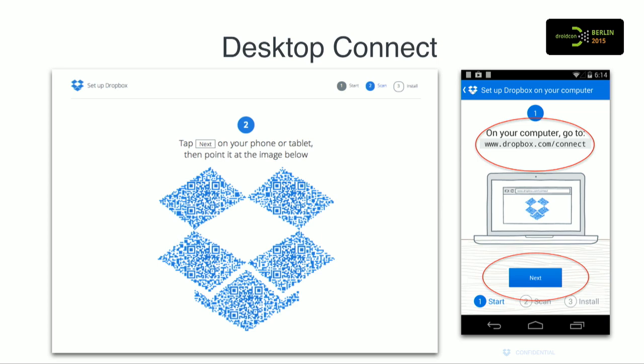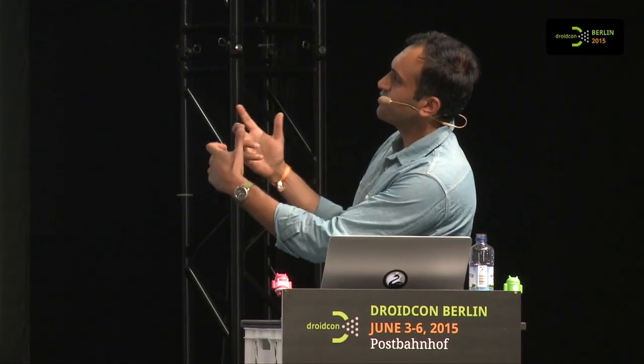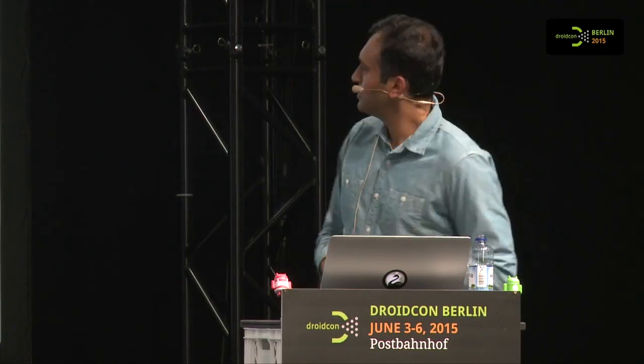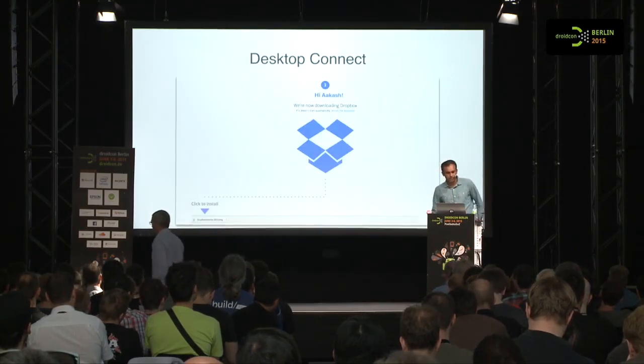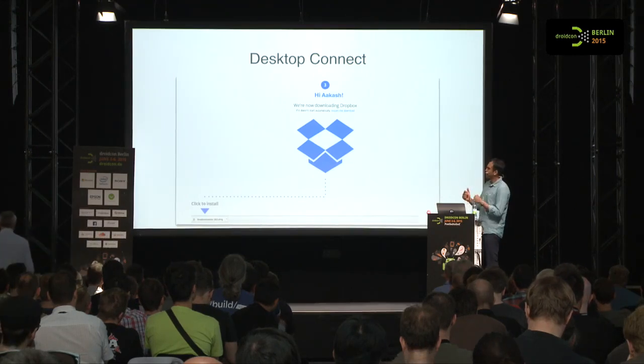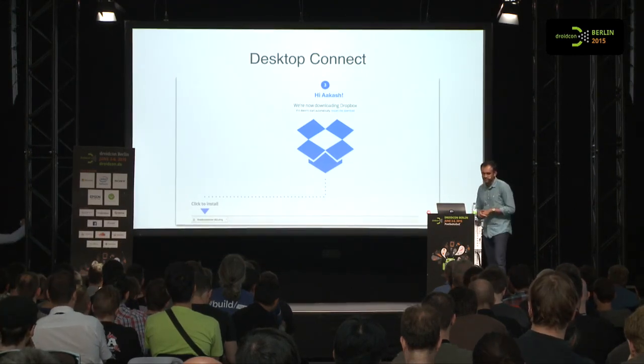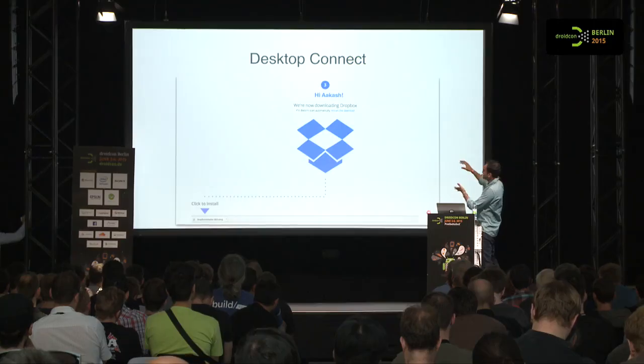It's a very Dropboxy screen. It's very clean. We stuck our logo in there. But if you actually look at that logo carefully, there's a whole bunch of QR codes embedded in that logo. And so when the instructions there say, tap next on your phone and then point it at the image below, when you actually hit next, it launches an in-pane camera screen. And then when you point it at this, the camera actually scans the QR code.